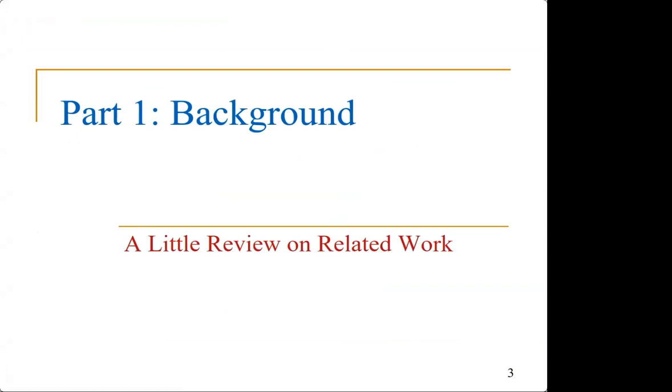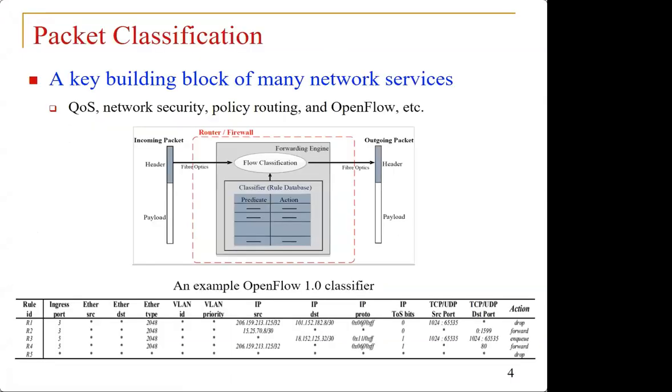First, I would like to introduce the background of our research. Packet classification is a key building block of many network services, such as quality of service, network security, policy routing, and OpenFlow. A packet classifier contains a list of rules, each consisting of multiple match fields and an action to be taken when a packet matches. The purpose of packet classification is to find the rule that an incoming packet matches from the list of rules, as shown in this figure. The table shows an example OpenFlow classifier. We can find that there are 12 fields in the rule.